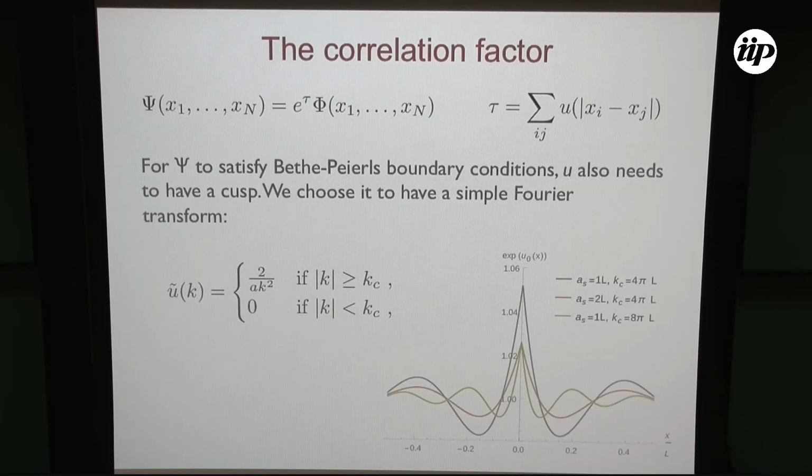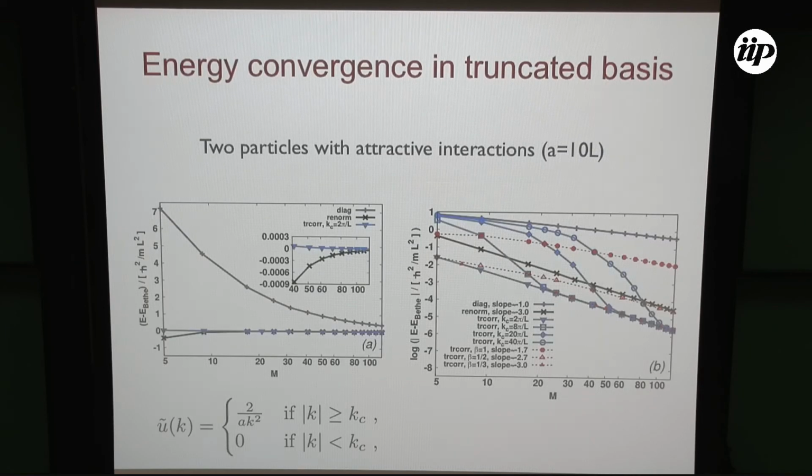Okay, now here is this correlation factor. So we need to find a function u that does a job for us. We found one that can be very simply expressed in terms of its Fourier transform, and then in position space it looks like that. It has one parameter, which is a cutoff in momentum space, which sort of defines the size of this Jastrow factor.